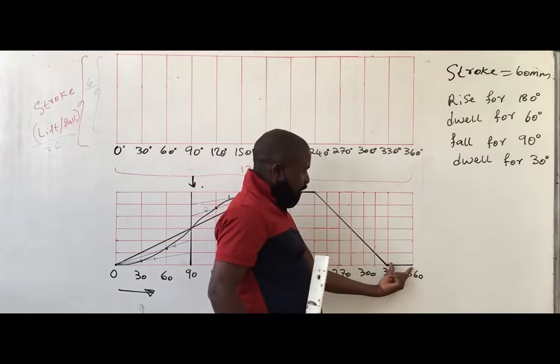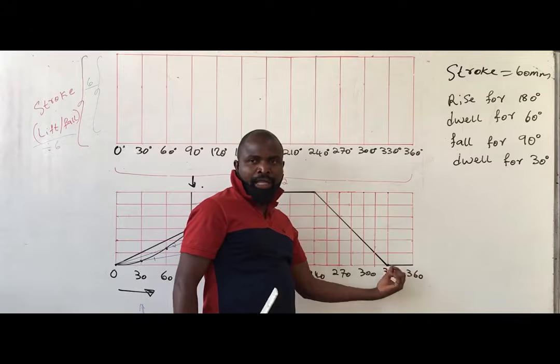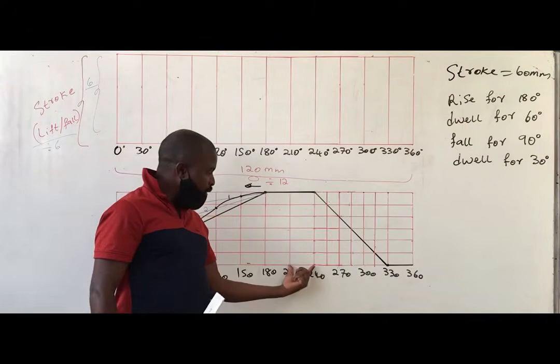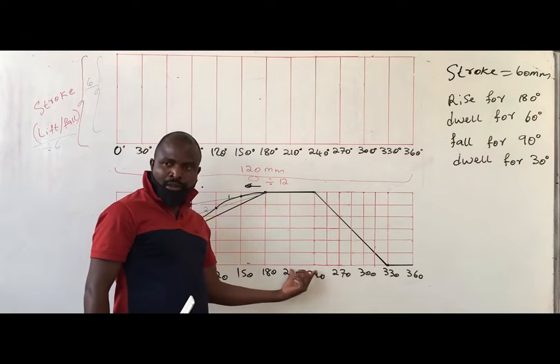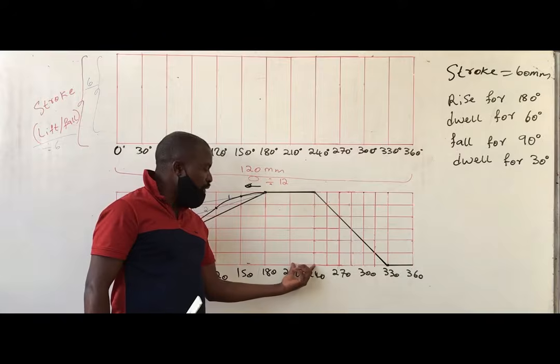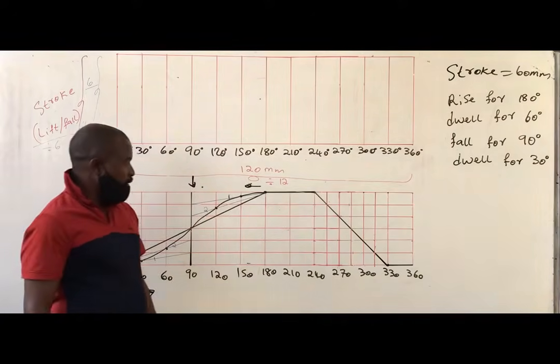Is there a need to divide here? No. There's no need to divide that because that one is outside the fall, ne? Yes, even here, there's no need to divide this here because this one is not within the fall. This one is within the dwell here. Yes.